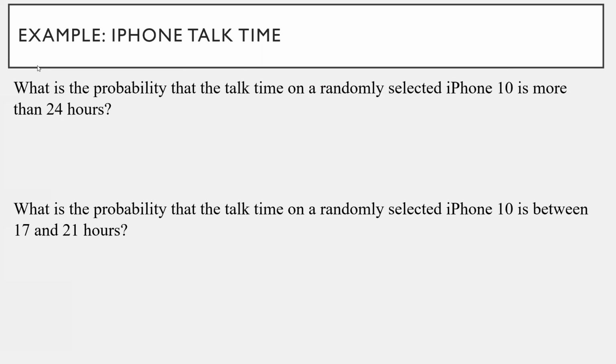All right, so watch. What is the probability the talk time on a randomly selected iPhone 10 is more than 24 hours? So step one, we already wrote the variable. I want to now find the probability that X is greater than 24 hours. So I could talk to somebody for an entire day. Step two, what did I say I think really helps? And 9 times out of 10, if you skip this step, it doesn't help.